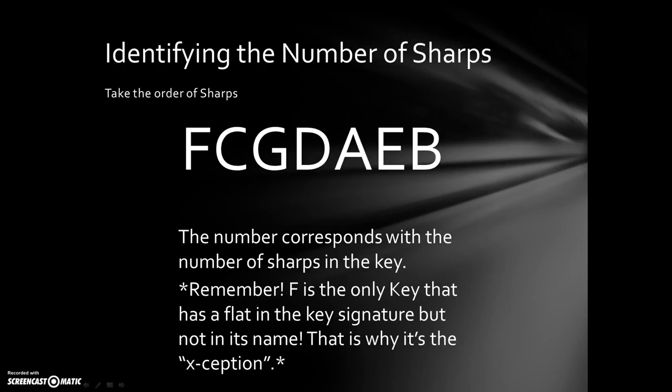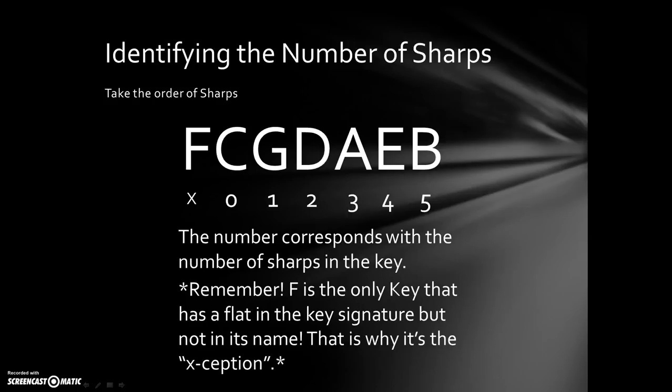Identifying the number of sharps. Take the order of sharps, F, C, G, D, A, E, B. Now we're going to give each letter a number. F is the exception, so it gets an X. C gets 0 because there are no sharps or flats. G gets a 1, D gets a 2, A gets a 3, E gets a 4, and B gets a 5. The number corresponds with the number of sharps in the key.